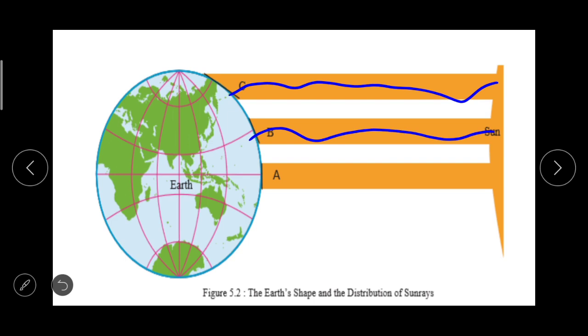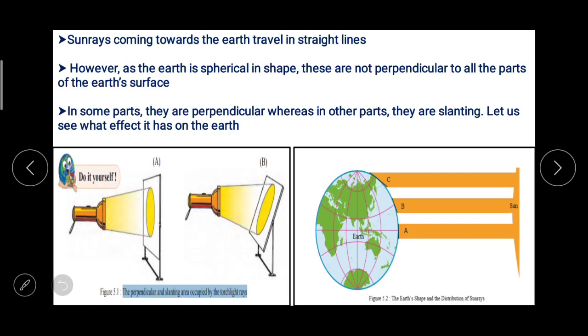And because of this, what happens? The perpendicular rays occupy less area. The part where the rays occupy lesser area receives bright sunshine. You can see here, bright sunshine and greater heat. Hence the surface there gets heated more and the air becomes hotter.